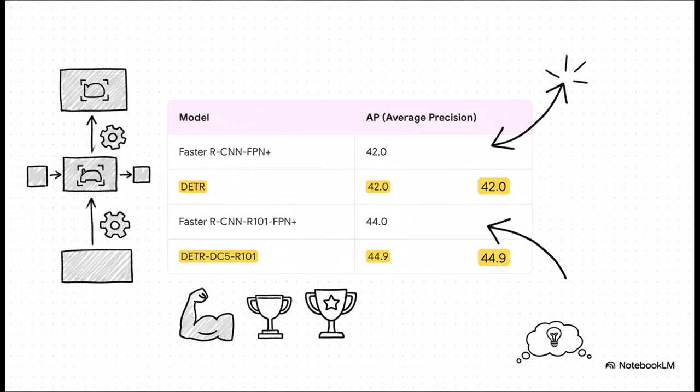Take a look at this table. The key metric here is AP, or average precision. Higher is better. You can see that the standard DETR scores a 42.0, which is exactly the same as a highly tuned Faster R-CNN model. And when you give DETR a more powerful backbone, it actually pulls ahead, 44.9 to 44.0. This was huge. It proved this wasn't just some neat theoretical idea. It was a real contender right out of the box.